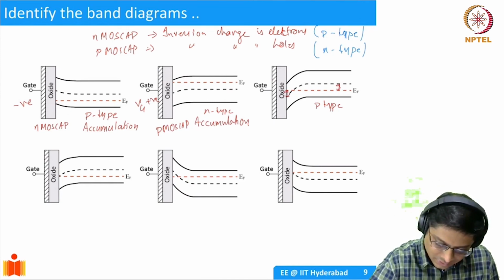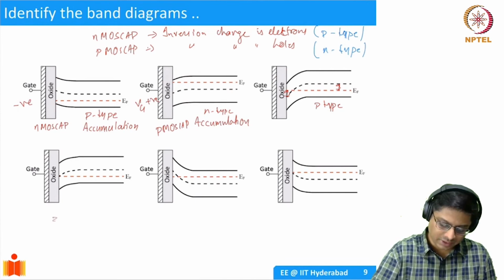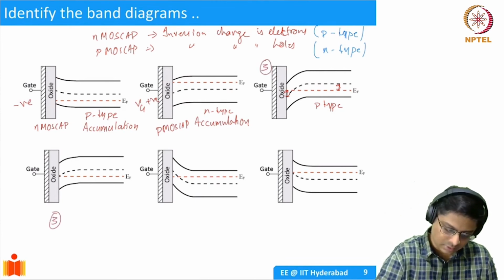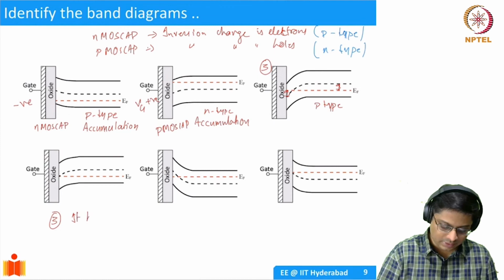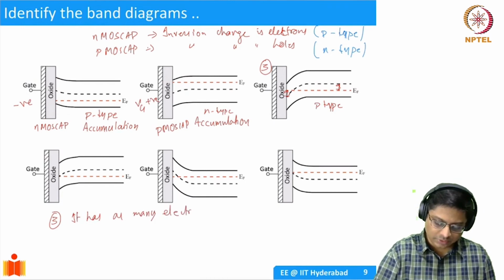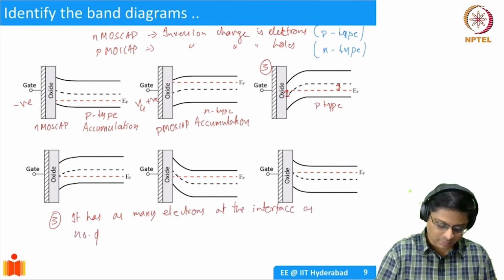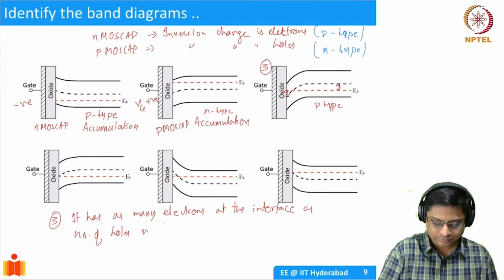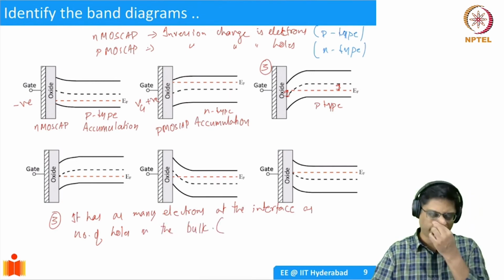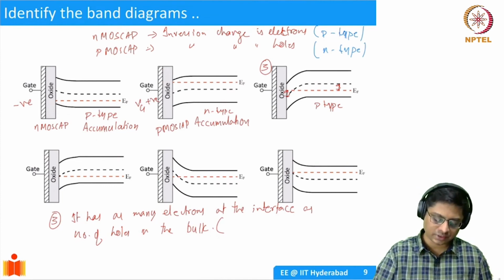So basically number 3 has as many electrons at the surface or at the interface as the number of holes in the bulk. This is actually the definition of threshold. When we cross this, we say that we reached a switching threshold. We will discuss this again.